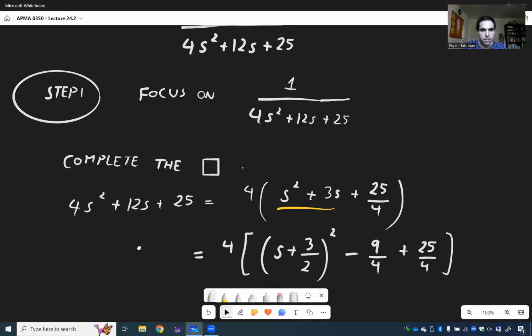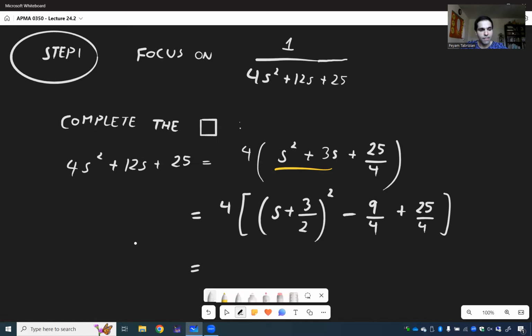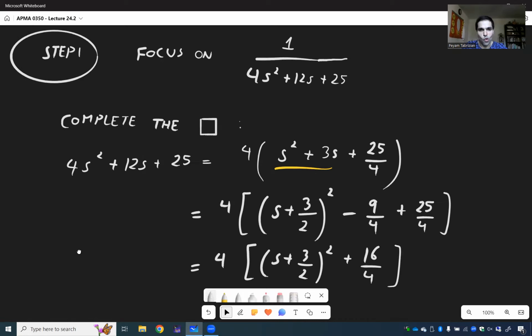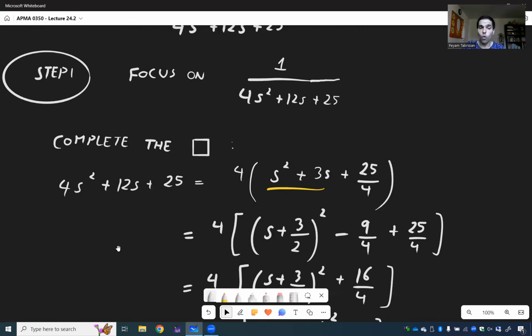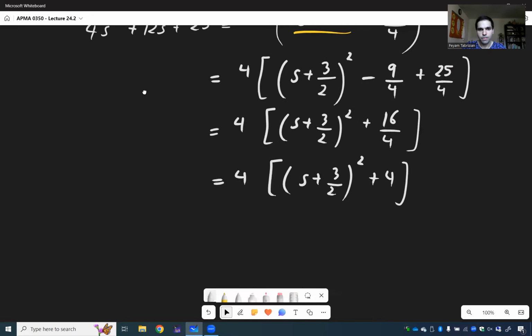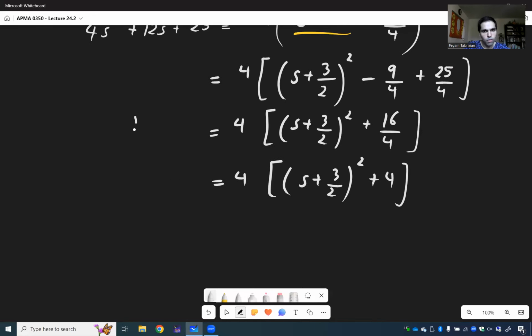And then, well, minus 9 plus 25, that's 16. So 4 times s plus 3 halves squared plus 16 fourths, which becomes 4. So 4 times s plus 3 halves squared plus 4. And then you want to take reciprocals, because we have 1 over this whole shebang.